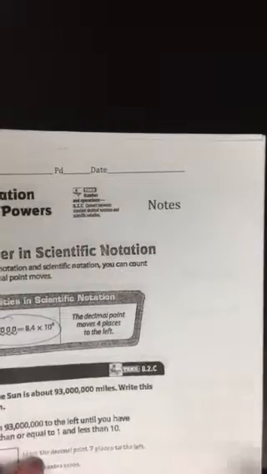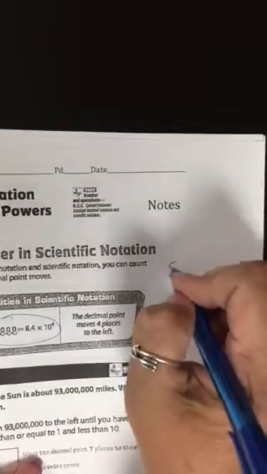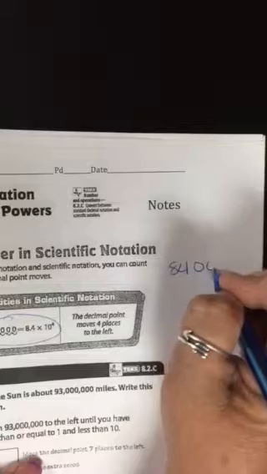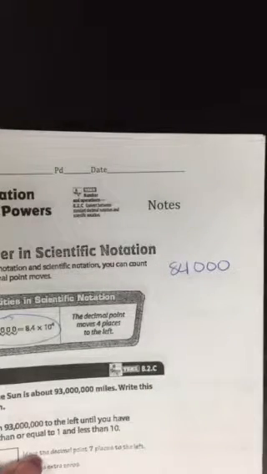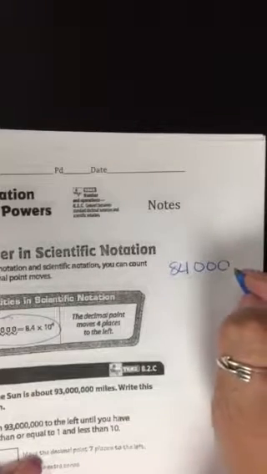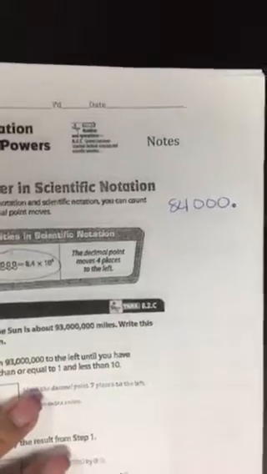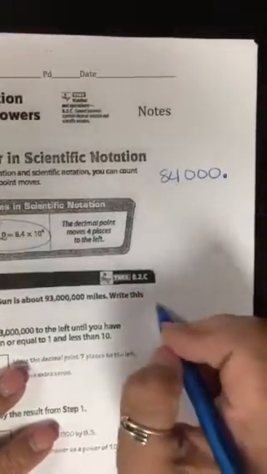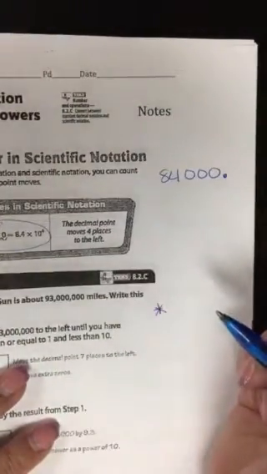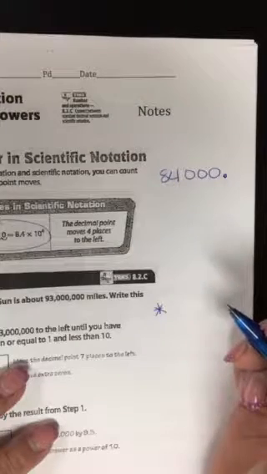So if I come over here and write 84,000, we know that at the end of a number where they don't give us a decimal, the decimal goes at the end. And then we're going to have to move the decimal. Now, there's a couple of things I want you to remember about scientific notation. We're going to take a note right down here. These are important, so you might want to remember them.